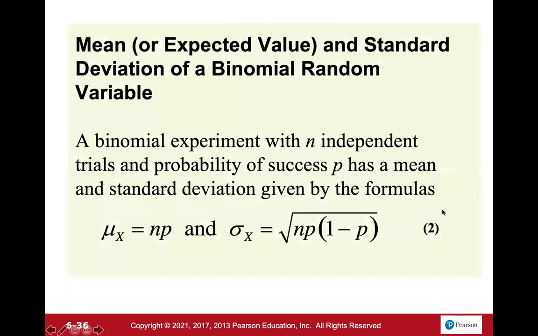All right, the mean or expected value and the standard deviation of a binomial random variable. For the mean, we're just looking at n times p, so the sample size times the probability of success. For the standard deviation, we're looking at the square root of the sample size, probability of success, and the probability of failure. So 1 minus p is probability of failure.